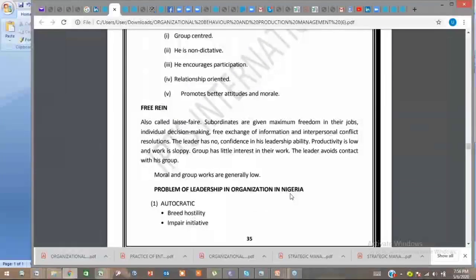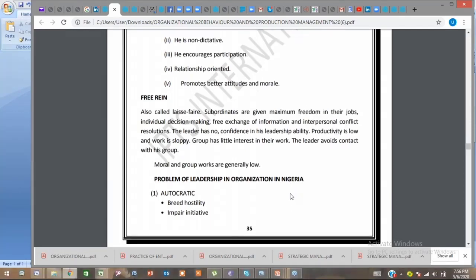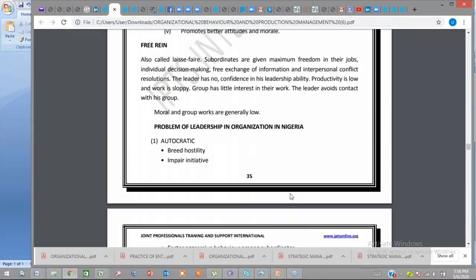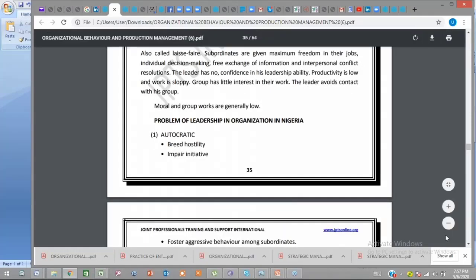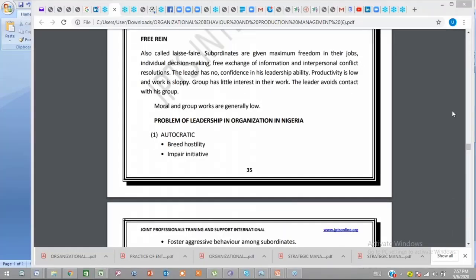Let's look at now the free rein, also called laissez-faire. Subordinates are given maximum freedom in their job. Individual decision making, free exchange of information and personal conflict resolution. The leader has no confidence in his leadership ability. Productivity is low and is flopping. You can see morale and group work are very low. Free rein is when a leader has lost everything. Everything is moving free.